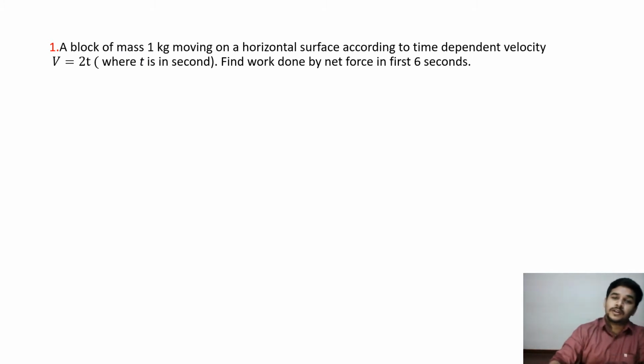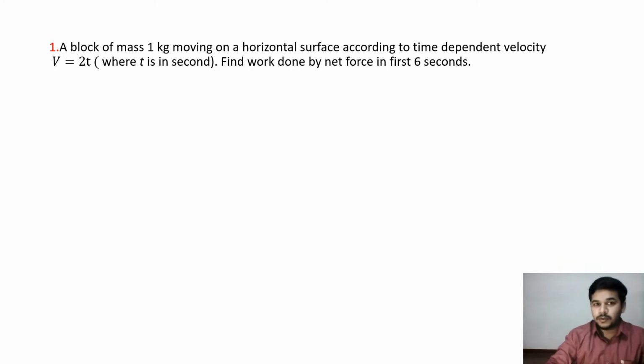So what is the question given in this video? Let me select the pen. Here the question is given: a block of mass 1 kg is moving on a horizontal surface according to the time dependent velocity v = 2t, where t is given in seconds. The question asks: find the work done by the net force in the first 6 seconds. How much work will be done in the first 6 seconds?